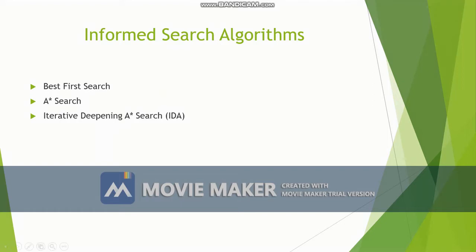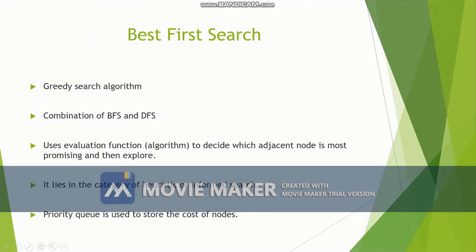Among all the informed search algorithms, we are going to discuss only these three: best first search, A star search, and iterative deepening A star search. In this video we will be discussing only best first search. What is best first search? It is a greedy search algorithm. All of you know what a greedy search algorithm is.